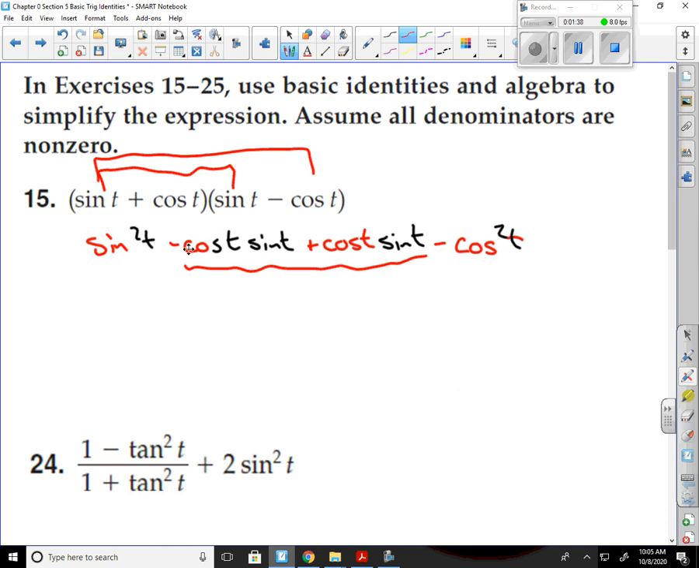That tells me that I can cancel these out. It's just like negative 1 plus 1. They cancel. Then you have sine squared t minus cosine squared t. Now, you might be tempted to think that this is one of our Pythagorean identities, but our Pythagorean identity says plus in the middle. So we can't go any further with this one. It's our final answer.